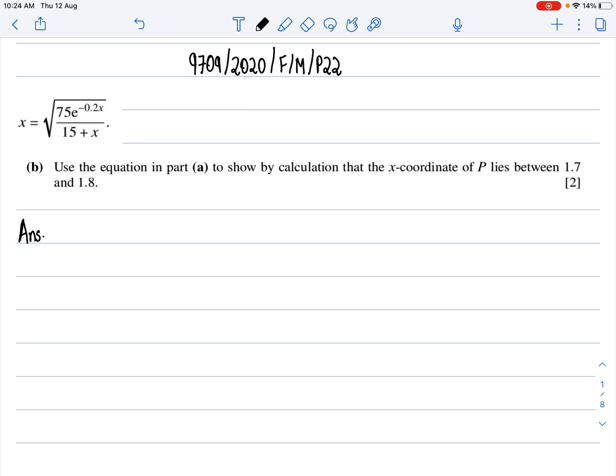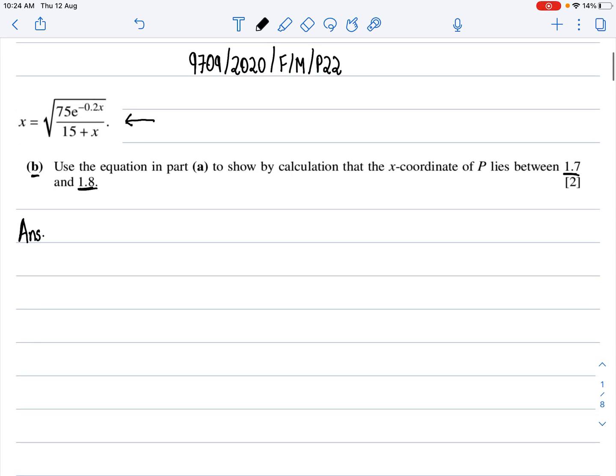Okay, so in part A, they have given an equation something like this. Now the part B, this is mostly a part B question. So we need to use the equation in part A to show that by calculation the x coordinate of P lies between 1.7 and 1.8. So they'll always give you some kind of equation, which is provided here, and they'll ask you to verify between these two values. They give any values at random.